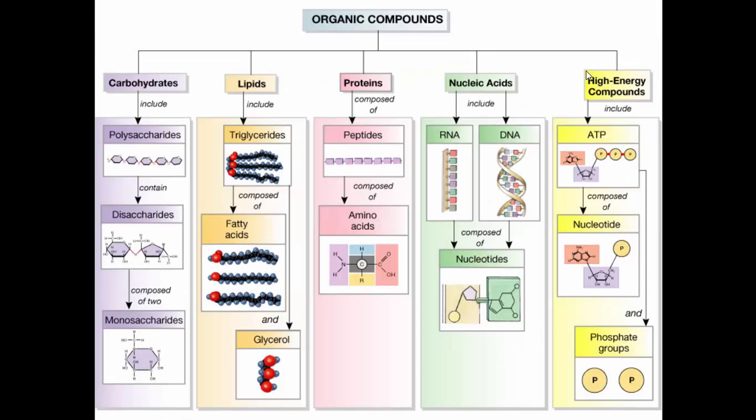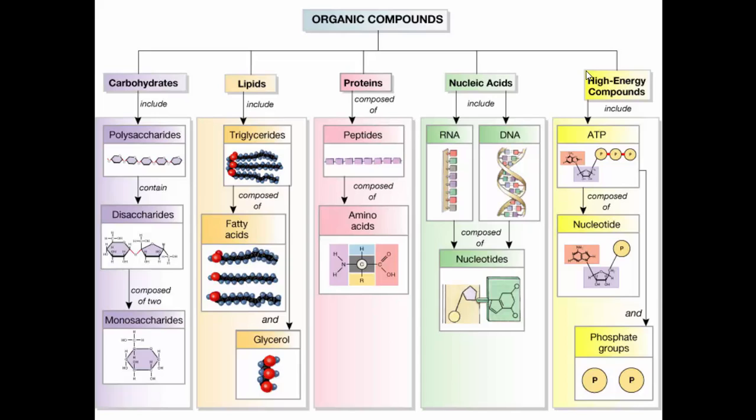And we are going to talk about 5 main classes of organic compounds: carbohydrates, lipids, proteins, nucleic acids, and other high-energy organic molecules. We'll take them one at a time. We're going to start with carbohydrates. Carbohydrates include things like monosaccharides, disaccharides, and polysaccharides. Monosaccharides combine to form disaccharides, and disaccharides combine to form polysaccharides. We'll talk about what all those mean.